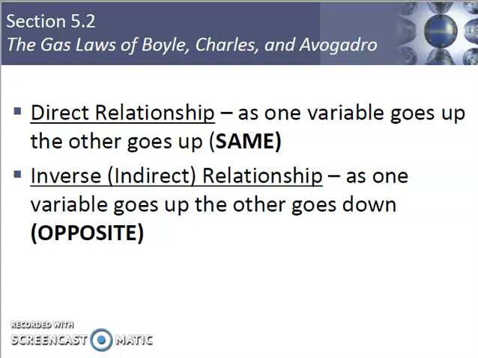A direct relationship is where one variable goes up and the other goes up. So if I increase one aspect of my equation, then that means that the other thing is going to increase. Or if I decrease something, then the other thing is going to decrease.